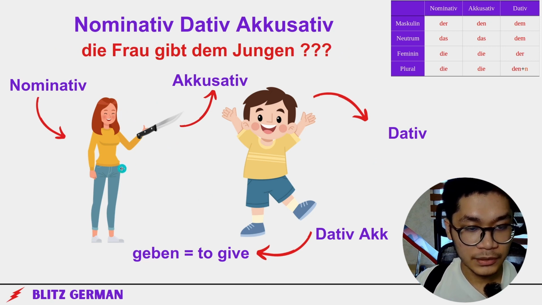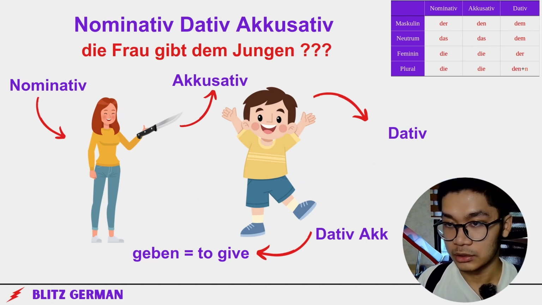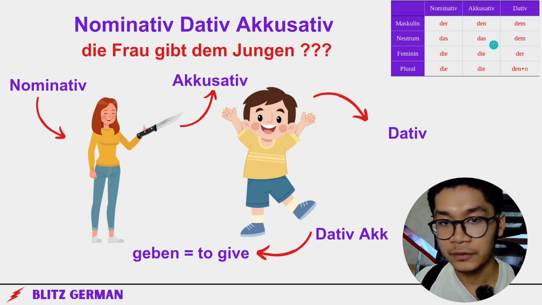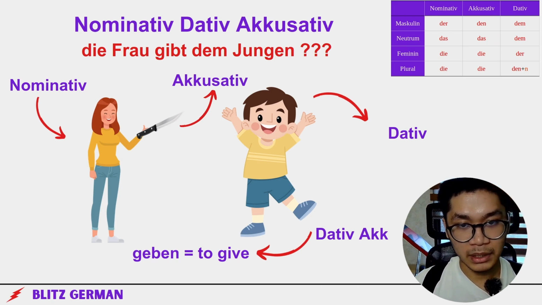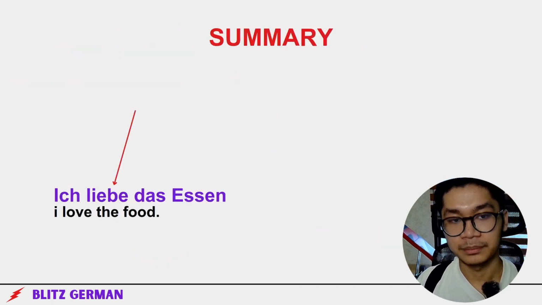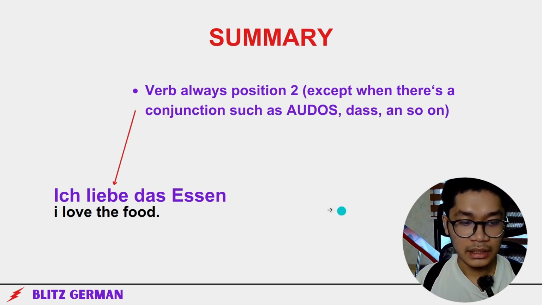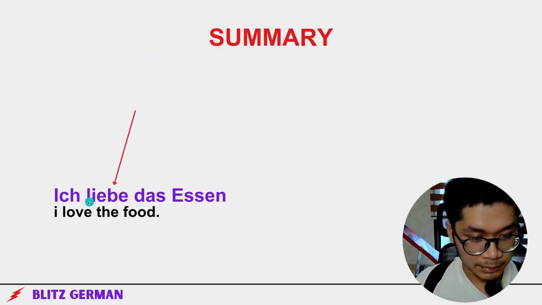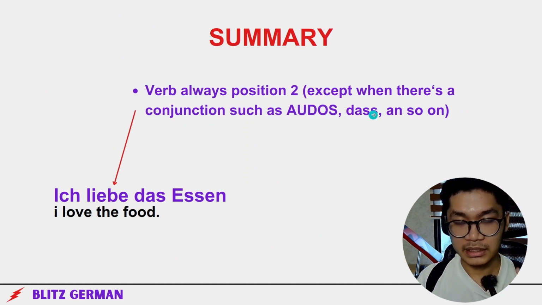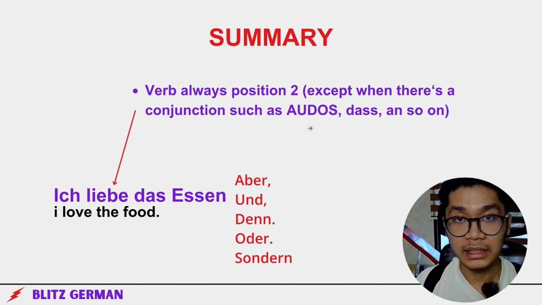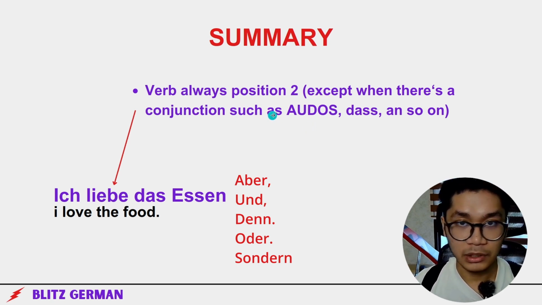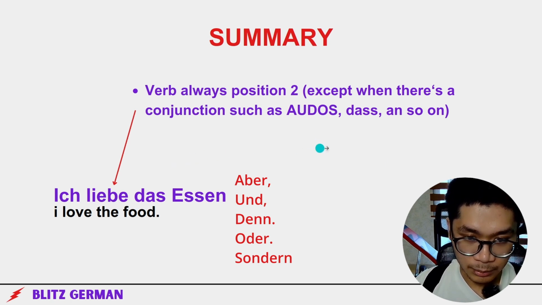Easy. What if this Frau gives a knife to a kid? Don't do that. A knife, it's das Messer, so das, Neutrum, akkusativ, das Messer. Die Frau gibt dem Jungen das Messer. Easy. So summary, verb always position 2, after something, always verb. So verb always position 2, except when there's a conjunction, such as aber, dass, und so weiter. Deshalb, während, conjunctions, always verb position 2.